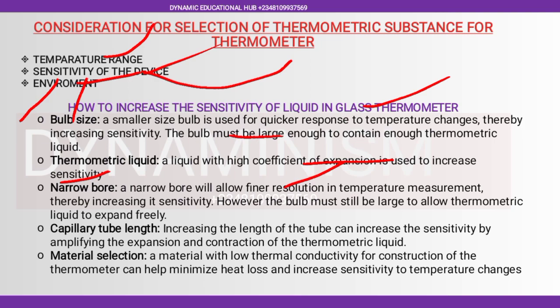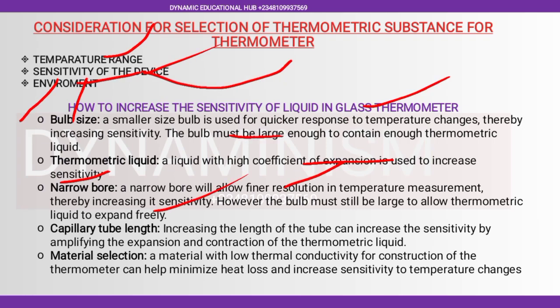One ruler is just giving you 1 centimeter, 2 centimeter, 3 centimeter. That's what you can measure there. But you have another ruler that can give you 1 centimeter, 1.1, 1.2, 1.3, 1.4, and the like. That one can give you 0.1, 0.2, 0.3. So the one that can give account of very small measurement, we call it as having what? High resolution. That's the meaning of resolution. Now, high resolution, however, the bulb must be large to allow the thermometric liquid to expand.